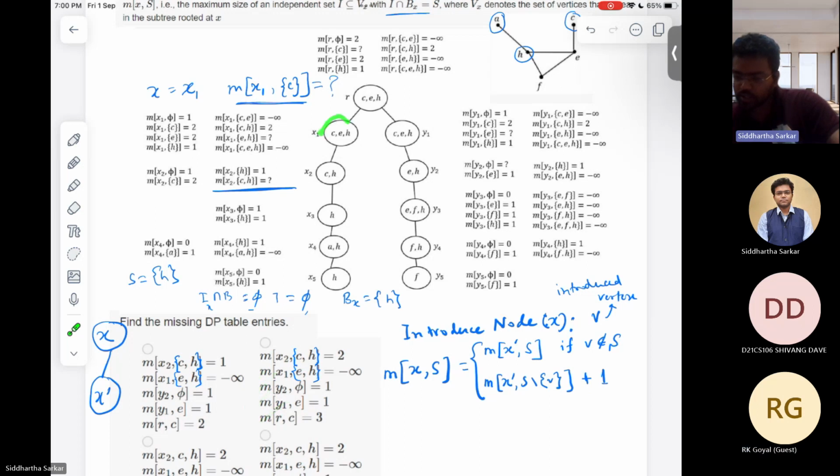X1 is another introduced node. Y2 is a forget node. Y1 is an introduced node, and R is the root, which is a join node. So basically we have to understand what is the recursion rule for a forget node and what is the recursion rule for a join node.